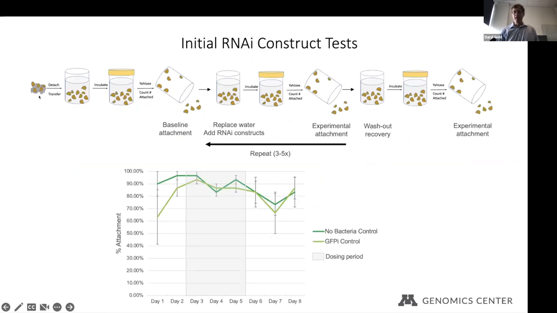And so what we do is we play zebra mussel Yahtzee and measure this baseline attachment prior to adding a dose, so we get a sense of how well those mussels are attaching. And then we do 3 to 5 days of replacing the water in the jar while adding in these bacteria that express the double-stranded RNA. And then each day we're also measuring the attachment in these mussels that have been dosed. And then we do a washout period where we just add water without the bacteria, and again, measure attachment post-dosing.